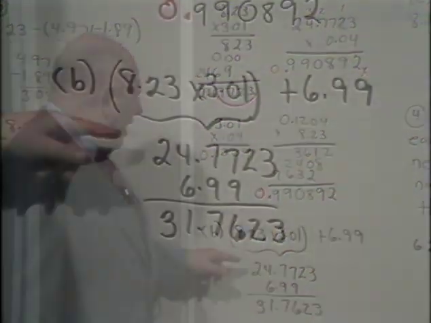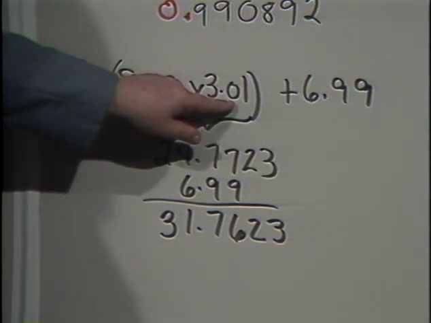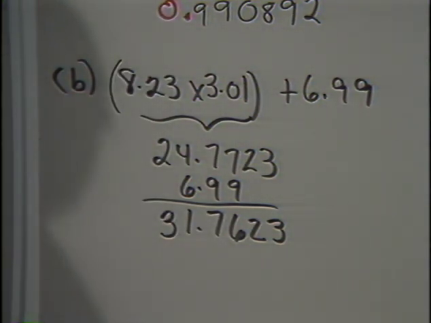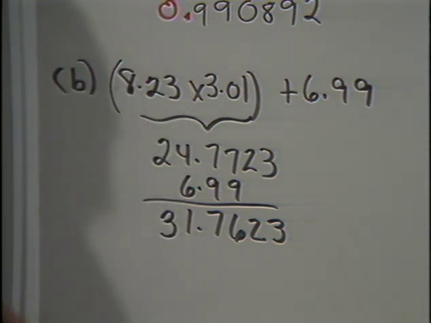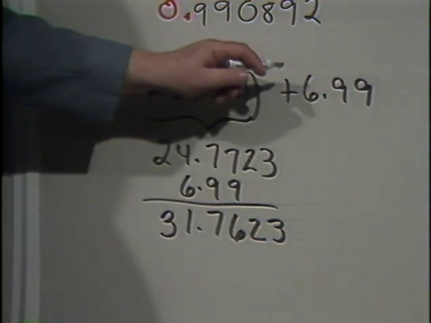Now, Part B says, multiply 8.23 times 3.01. Remember, everything in parentheses is done first. Then add on 6.99. Well, this is easy, because in doing Part A, I already multiplied 8.23 times 3.01 to get 24.7723.